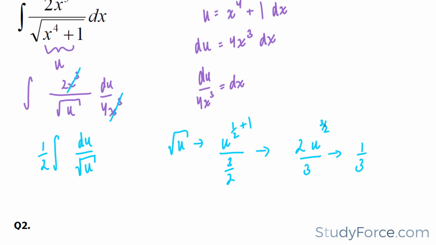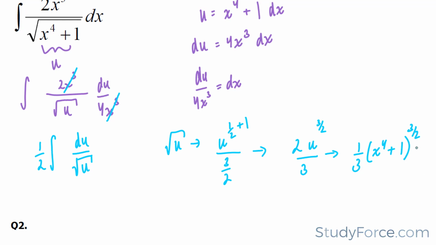Now, instead of using u, we can go back and replace it with what we set it to, which was x to the power of 4 plus 1. X to the power of 4 plus 1 bracket 3 over 2. And since this is an indefinite integral, there are no upper or lower limits, we have to put a plus c at the end. Let's move on to question 2.